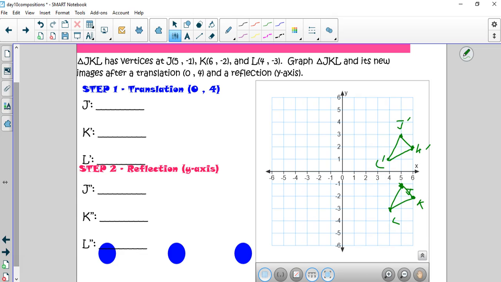So notice J is still over 5, and now up 3, (5, 3). And K is still right 6, but now up 2. And L is still right 4, but instead of negative 3, it's at positive 1.